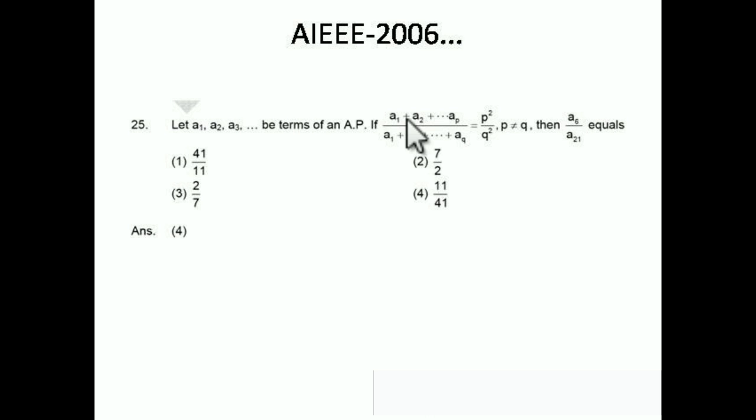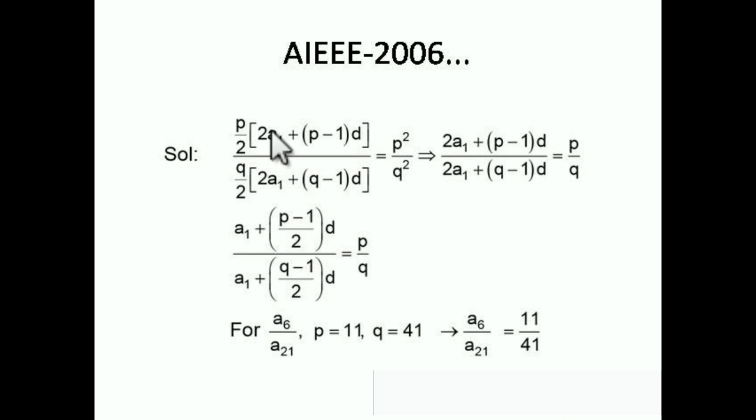Okay, so here we know that the summation of a1 plus a2 up to ap, and that formula is n by 2 into (2a plus (n minus 1) into d). So I just do that. Here we have a1 plus a2 up to ap, that means we have p terms. So its formula is p by 2, that means n by 2, into (2 times first term a1 plus (p minus 1) into d), d is the common difference, upon the same for the denominator, q by 2 into (2a1 plus (q minus 1) into d). This 2 and this 2 get cancelled out, this p cancels out from this p square here, so we have only p here, and similarly this q will cancel out from this q square, so we are left with only q here.